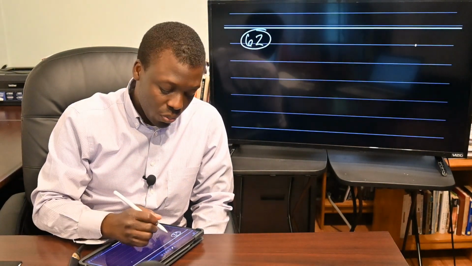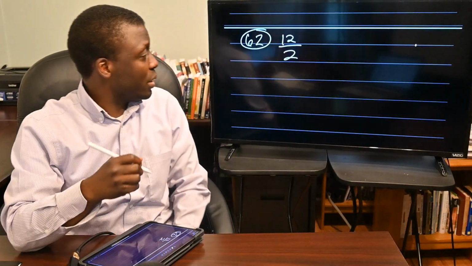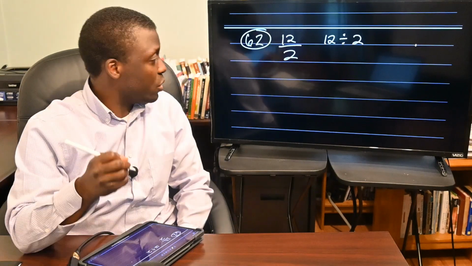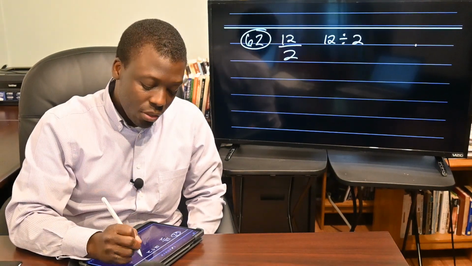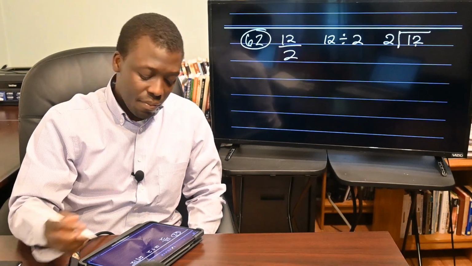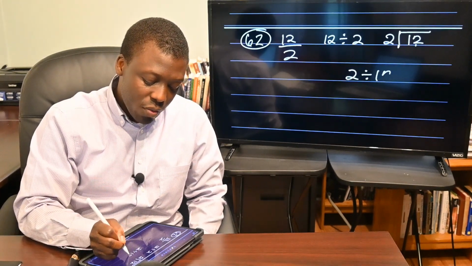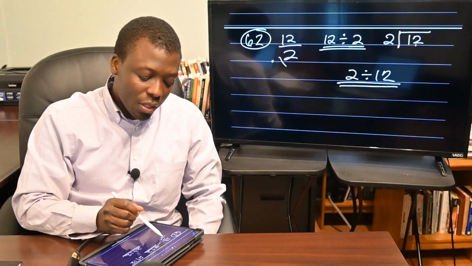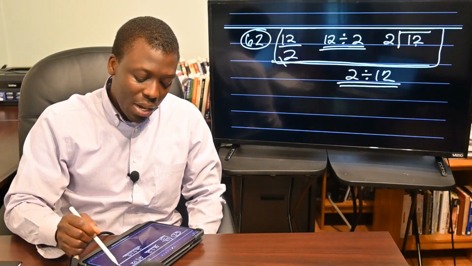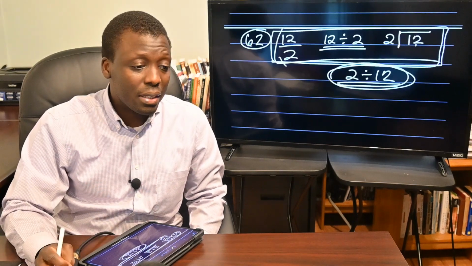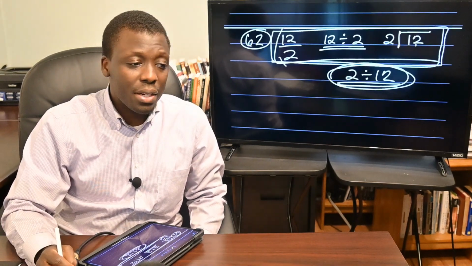Number 62. So we know 12 over 2 is 12 divided by 2. 12 divided by 2 is clearly 12 divided by 2, and 2 goes into 12. That is also okay. But 2 divided by 12 is not the same thing as 12 divided by 2. All these other ones are saying 12 divided by 2. This last one is not. It's saying 2 divided by 12, and that is not true.